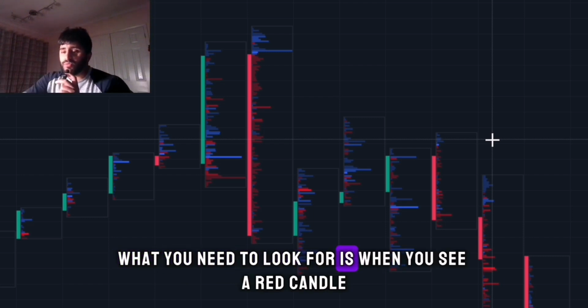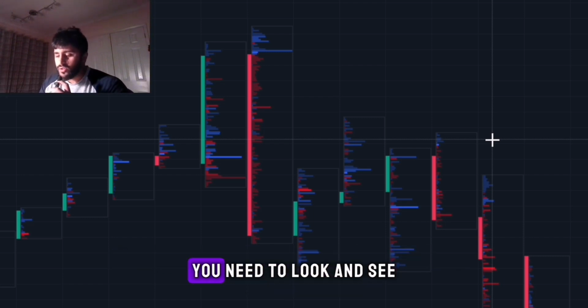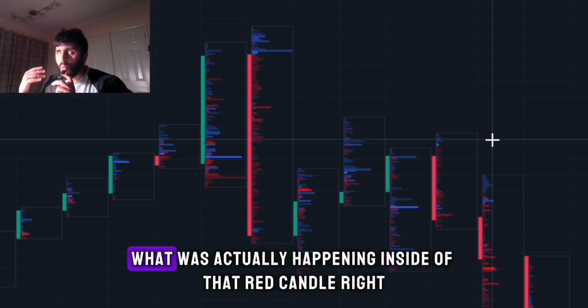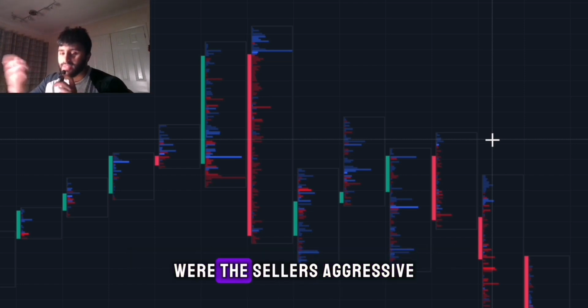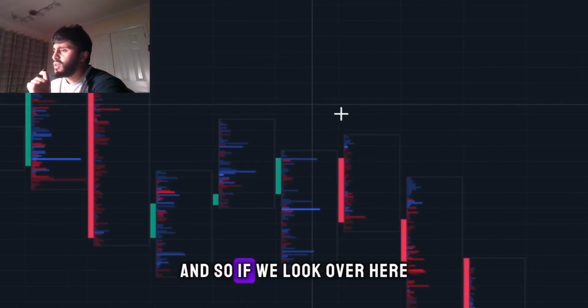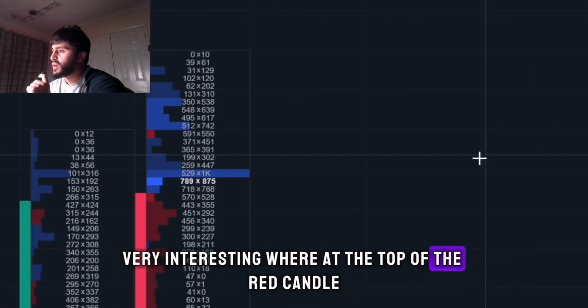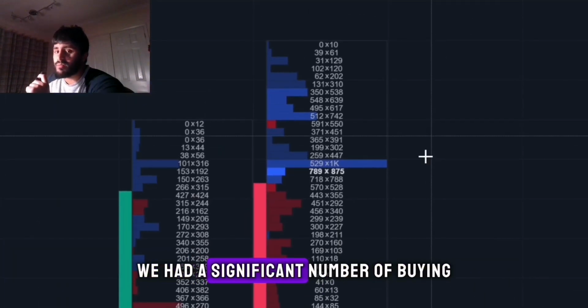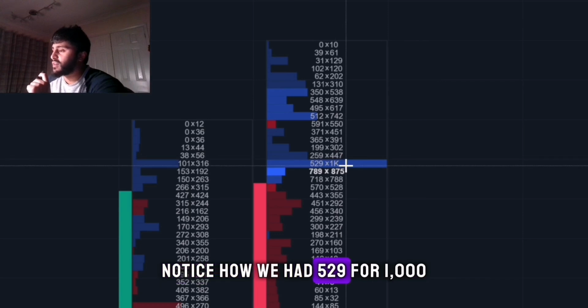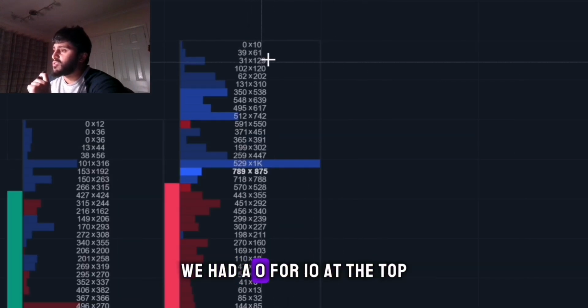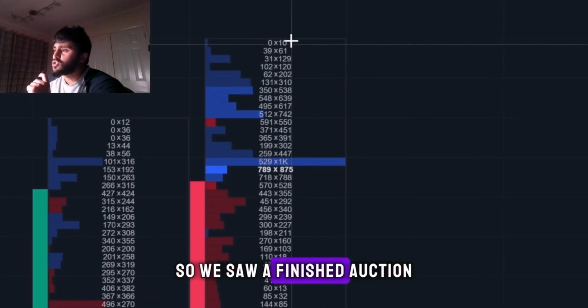What you need to look for is when you see a red candle, you need to look and see what was actually happening inside of that red candle. Were the buyers aggressive? Were the sellers aggressive? If we look over here, this red candle was very, very interesting, where at the top of the red candle, we had a significant number of buying. Notice how we had 529 for 1,000. We had a 0 for 10 at the top. So we saw a finished auction.